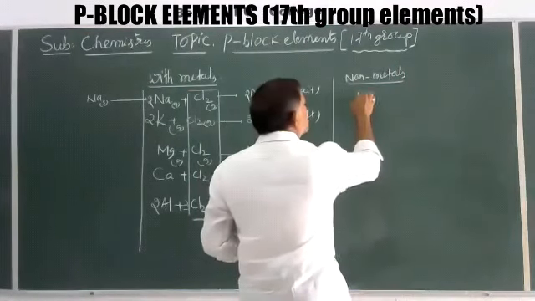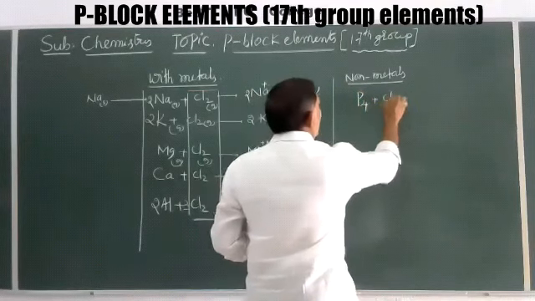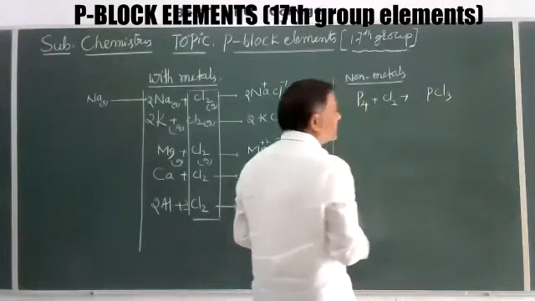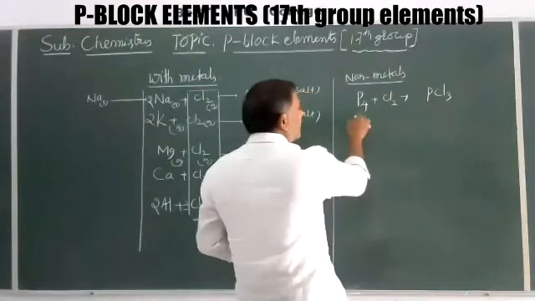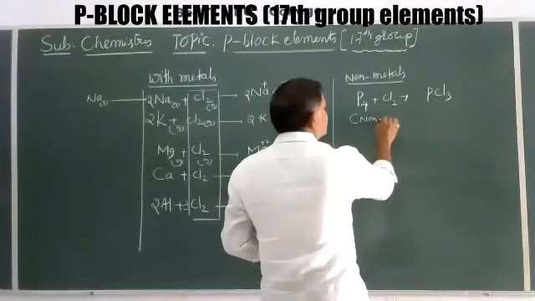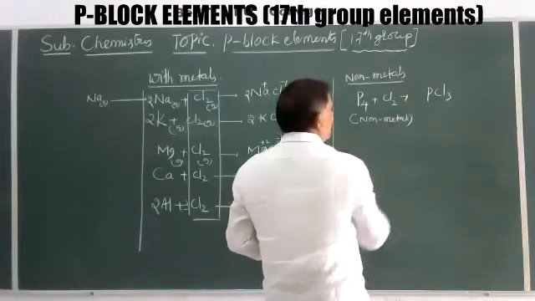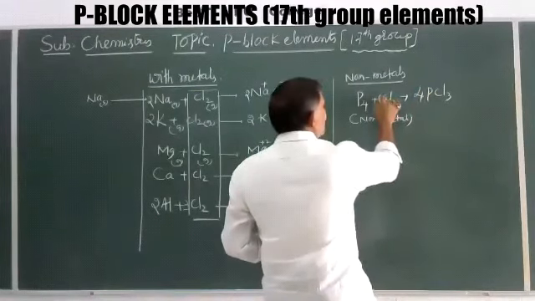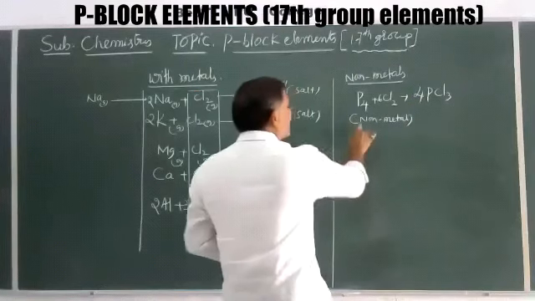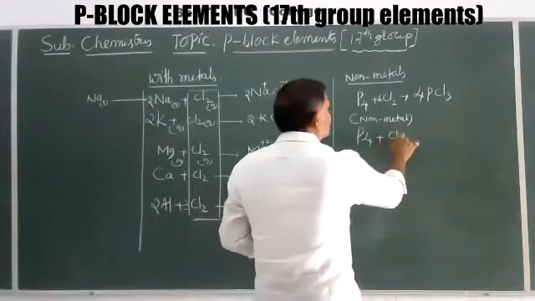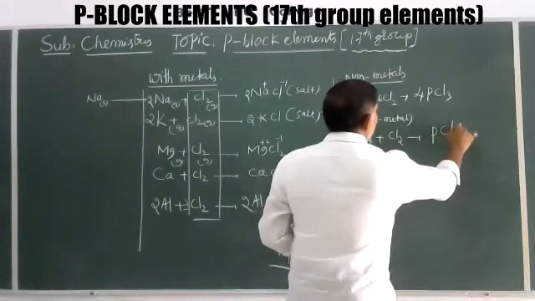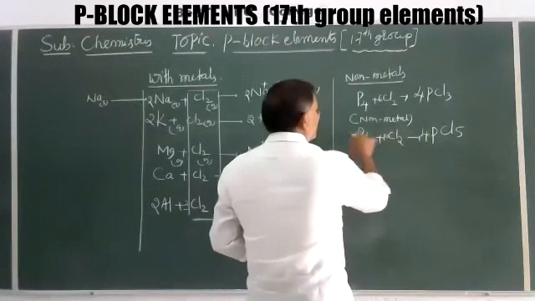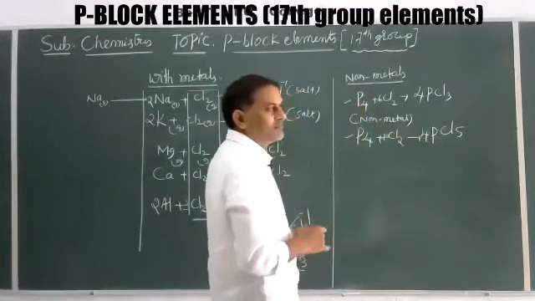Like phosphorus reacts with chlorine to give PCl3, phosphorus trichloride. Phosphorus is a non-metal and chlorine is also a non-metal. Here take 4 moles, 12, here 6. Also P4 reacts with excess Cl2 to give PCl5. Here 4 moles, 20, here 10. Already these two reactions were explained.